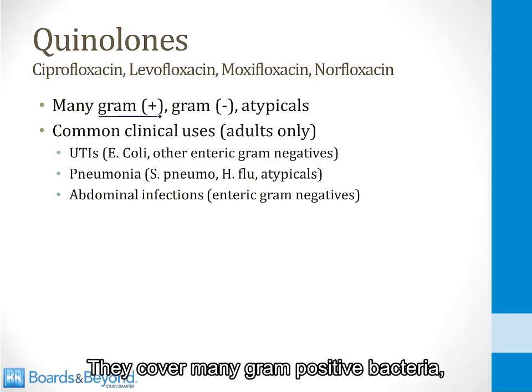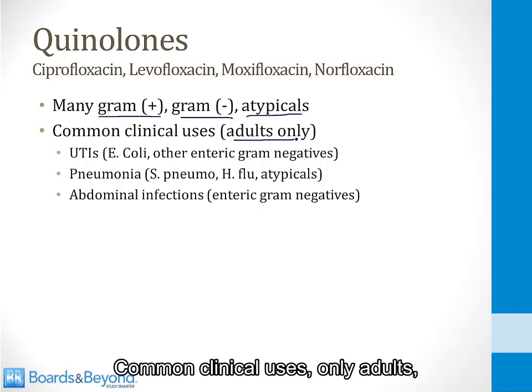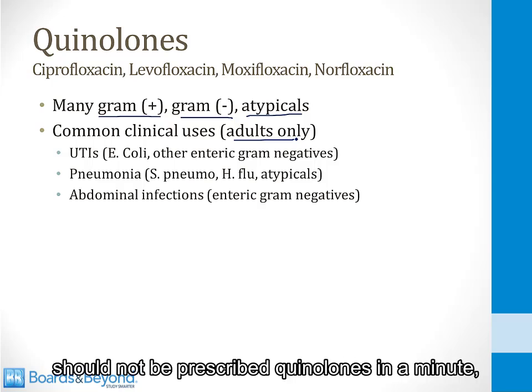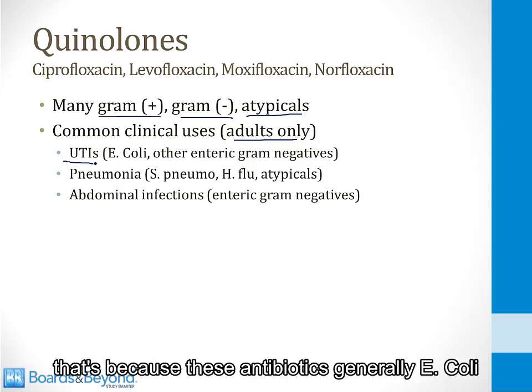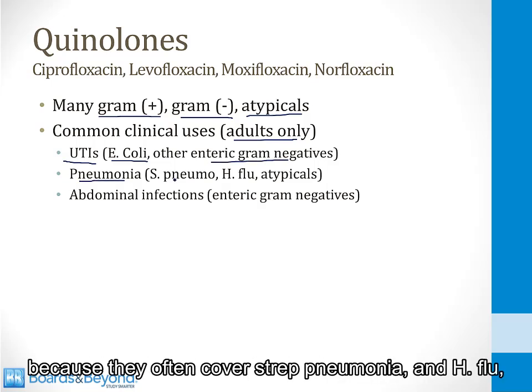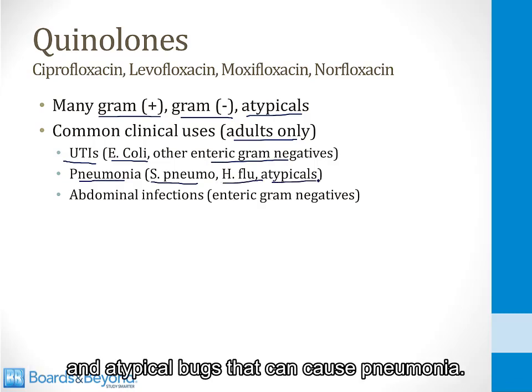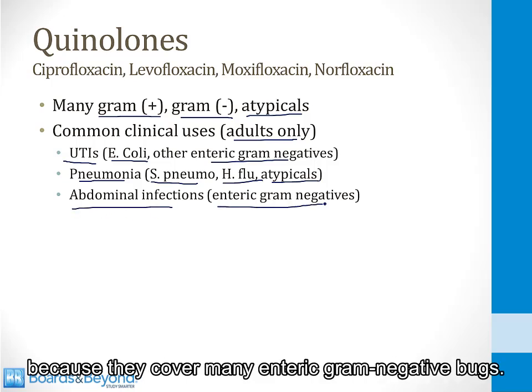They cover many gram-positive bacteria, gram-negative bacteria, and also atypical organisms. Common clinical uses only in adults. We'll talk about why children should not be prescribed quinolones in a minute. But among adults, common clinical uses include UTIs. That's because these antibiotics generally cover E. coli and other enteric gram-negatives. They're also very popular for pneumonia because they often cover strep pneumonia and H. flu and atypical bugs that can cause pneumonia. And they're also popular for abdominal infections because they cover many enteric gram-negative bugs.